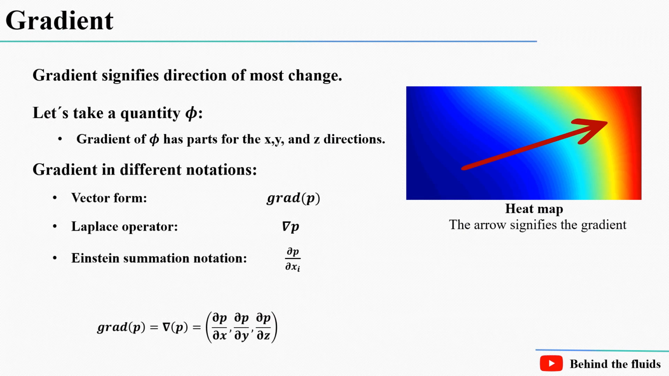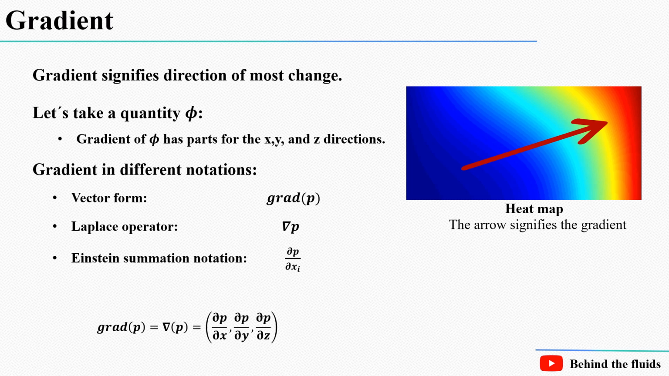As this visual suggests, the gradient is all about identifying the direction of the most significant change in the quantity. Consider temperature, as shown in the heat map. The gradient at any point will point directly towards the area where the temperature is increasing most rapidly. The length of this gradient vector also tells us the rate of that increase.